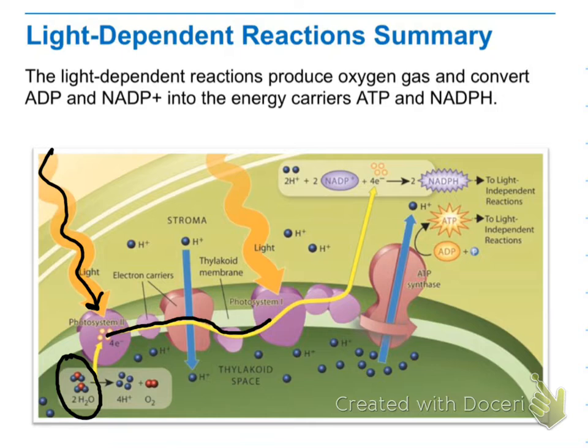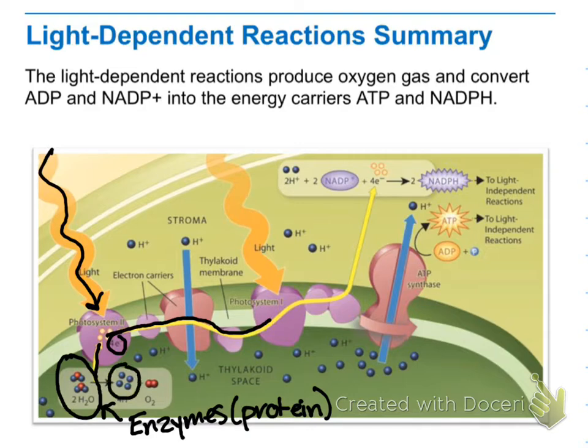In order for the system to work, we have to replace the electrons that get kicked out, and water is the source of those electrons. When water is broken apart by enzymes, remember, those are those proteins that can help a reaction happen, then you're going to have the electrons go into the system and replace the ones that were lost. Left over then, we're going to have H+ ions. And then O2 is going to be our byproduct that we no longer need.